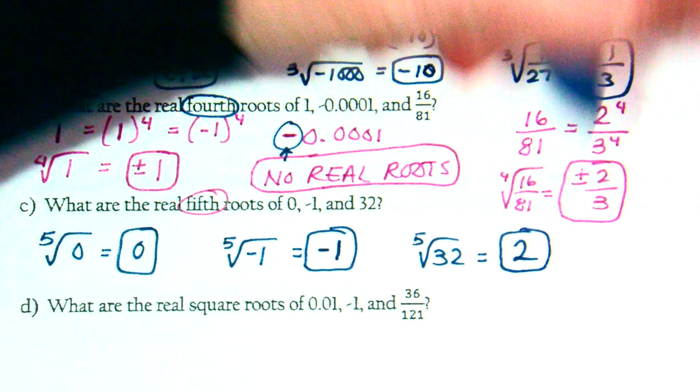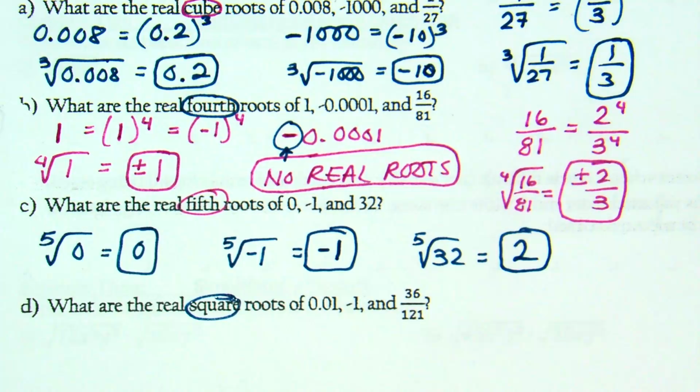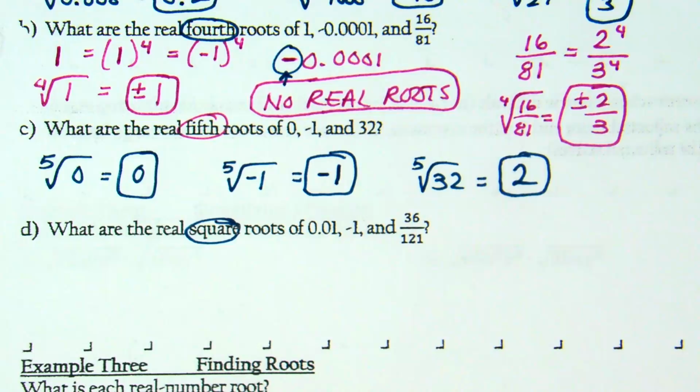Okay, and D. We finally get to the one that you guys know the best. Go ahead and start looking at D. I have to get my screen back here. The real square roots of 0.01. So square roots, this is what you've known for more years, right? When we talk square roots, we want multiplies by itself, right? Well, your calculator can tell you, but I'd rather you use your brain.